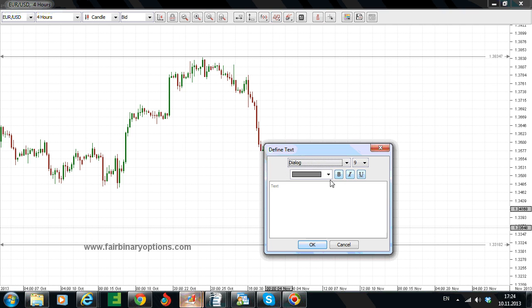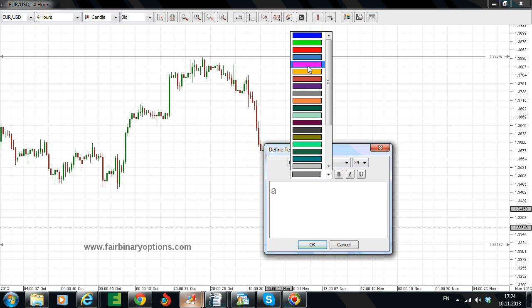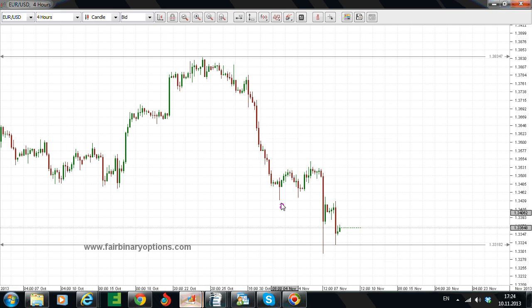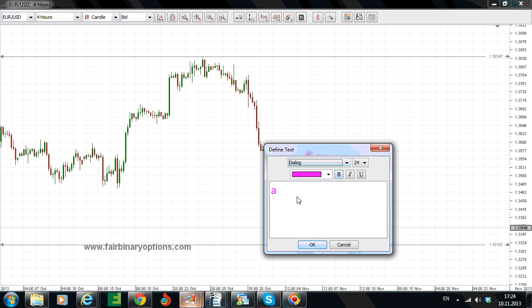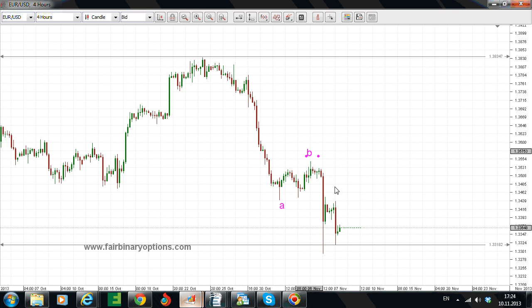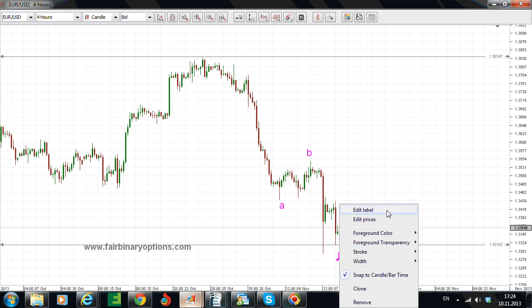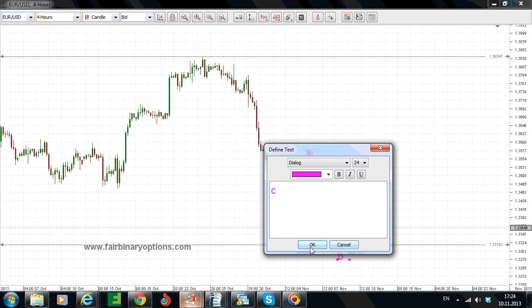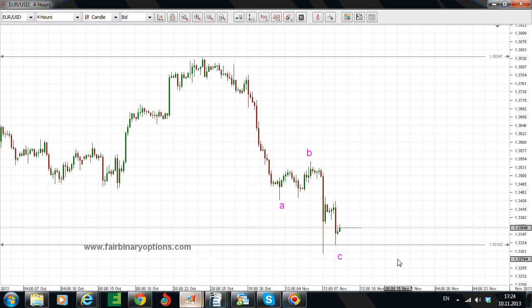And I would say that we have a nice ABC of this degree, and a C to the downside with an impulsive move, but an impulsive move, attention, that ends with the move here. So A, B, C, and then of course we are looking for a rebound.